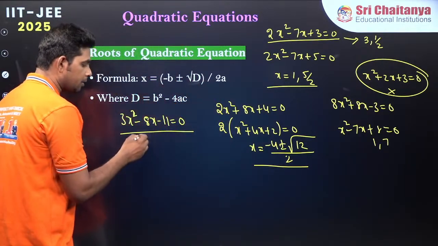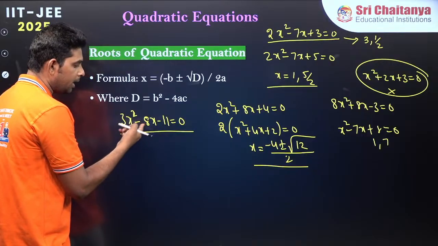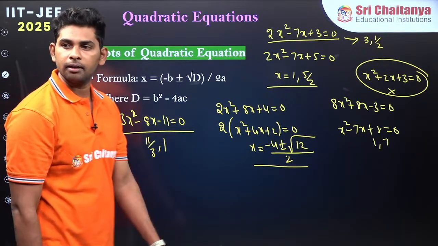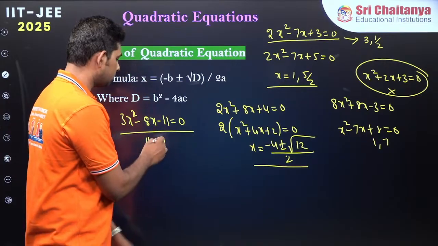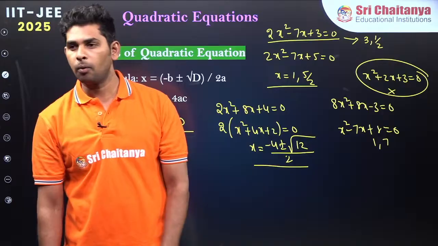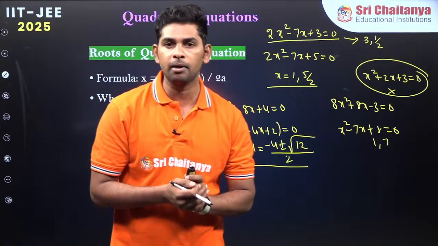And here that is going to be, again here you are taking minus 11, that is going to be 11 by 3 comma minus 1 you are going to get. Minus 1, right? Very good. Right. Very nice response, wonderful response from you guys. Thank you very much for that.